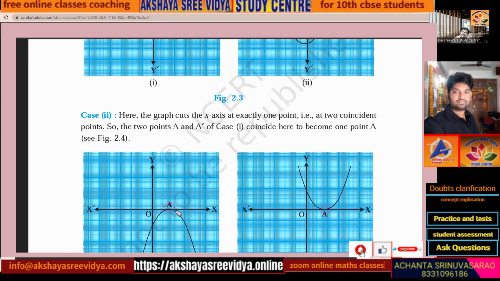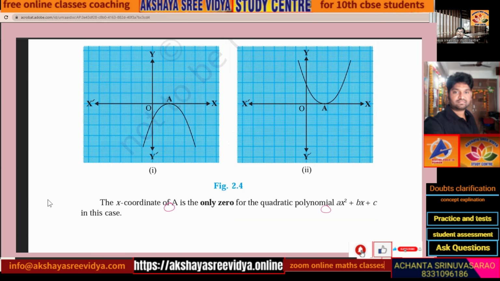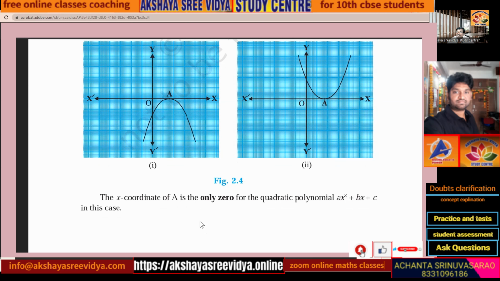Both coincident means the zeros are equal. Two zeros are equal. The x coordinate of A is the only zero of the quadratic polynomial ax square plus bx plus c in this case.